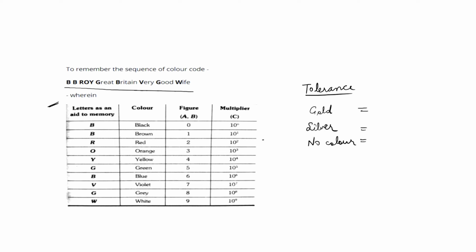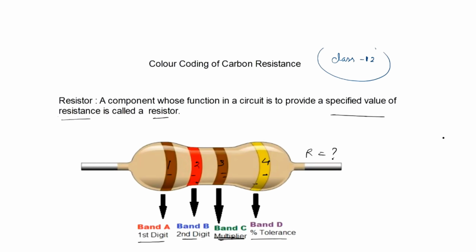Here you are seeing the mnemonic: B B ROY of Great Britain has a Very Good Wife. Here B stands for black, brown, red, orange, yellow, green, blue, violet, gray, and white. You need to learn this combination to remember the sequence of the color coding of a carbon resistor. Here you have seen band A and band B.